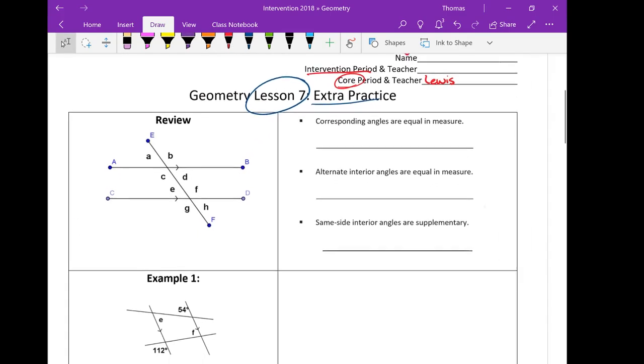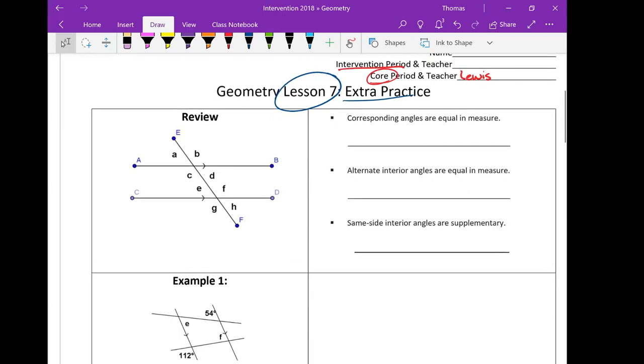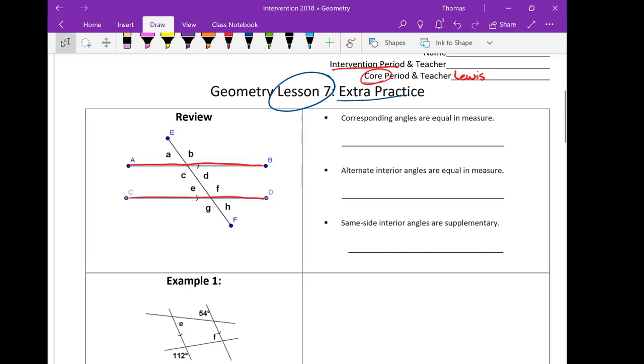All right, so let's dive right in. This is a review of parallel lines cut by a transversal. So here we see line AB, and I'm going to make a lot of marks on here so you can see what I'm talking about. Don't feel like you need to copy down everything. Mostly just focus on copying down things that you think are important.